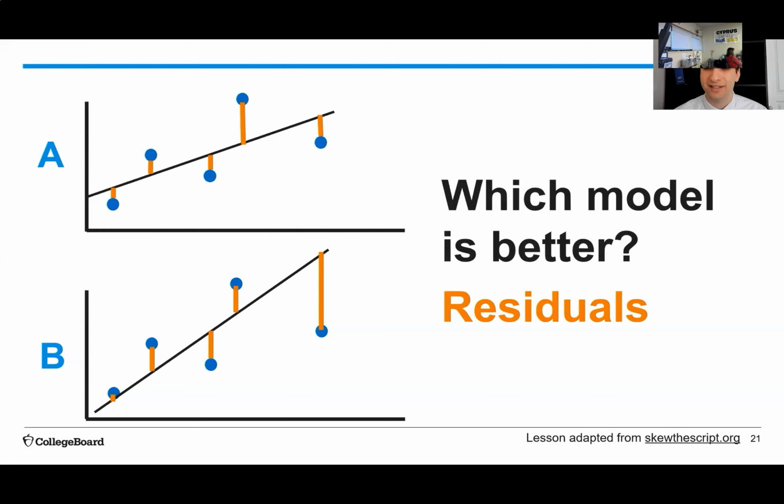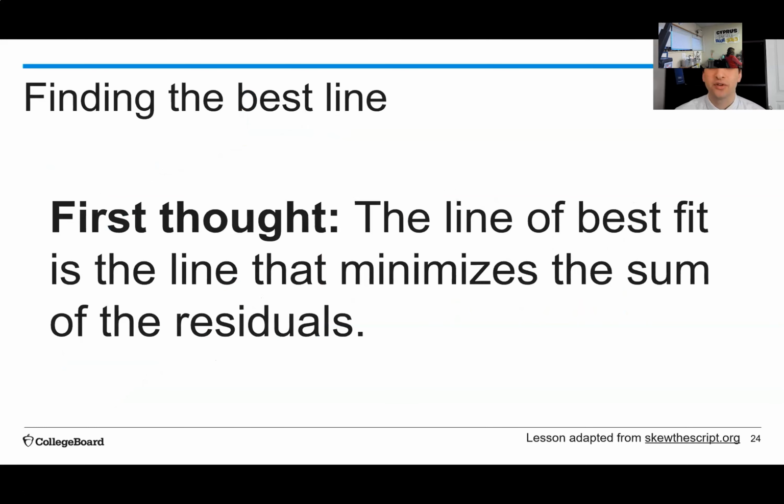Well, we might be able to look at, say, the residuals. That is how our prediction error is in terms of our data points. So maybe using residuals can help us figure out which model is better. So let's look at this point right here. For this point, Model A has a residual of 2, Model B has a residual of 1. So it's like Model B is better for predicting that point. But for this point, Model A is a little bit better because the magnitude of the residual is lower in Model A. So the first thought you might have is, well, the line of best fit is a line that minimizes the sum of these residuals.